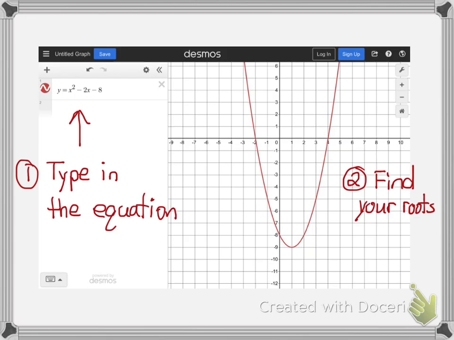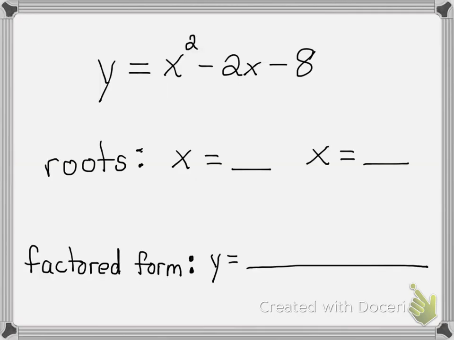All right, so to find the roots, you're looking mainly at the x-axis, which is this axis right here. And you're simply asking yourself, where did the parabola cross over the x-axis? As we can see, it crossed right here at -2. So our first root is x equals -2. And it crossed at 4. So x equals 4. So those are my two roots, -2 and 4.